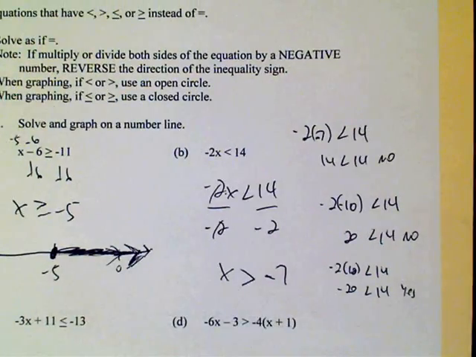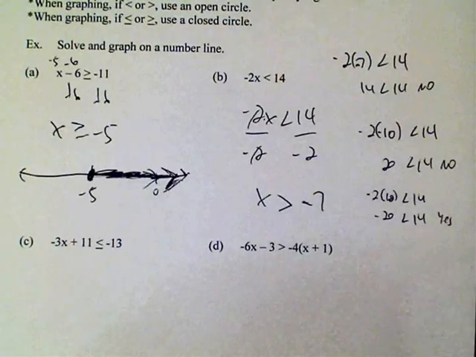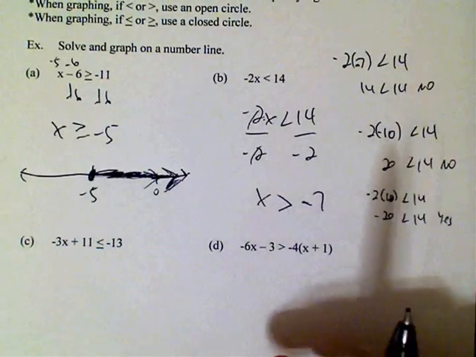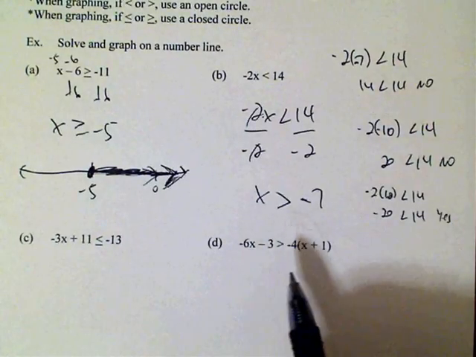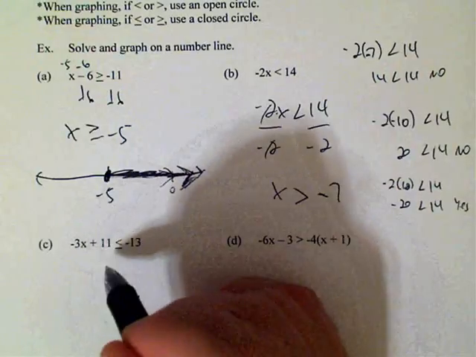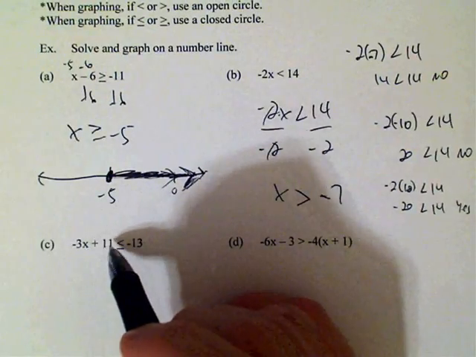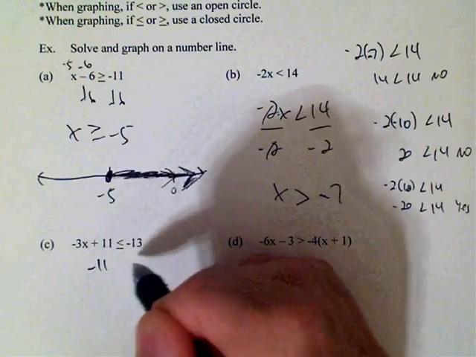So now let's do these last two examples, keeping in mind the rule that we just talked about. And I almost always like to keep the x on the left side because it makes the graphing a whole lot easier to do. Here we go. On this one, we need the x term by itself. We've got 11 being added, and you get rid of it because it doesn't have an x. We're going to subtract it from both sides.